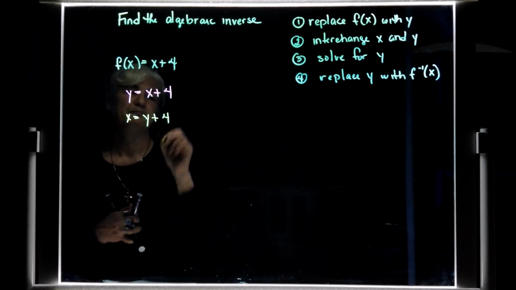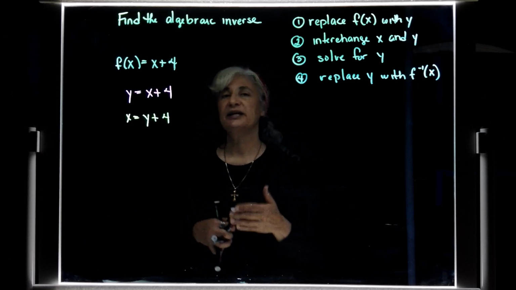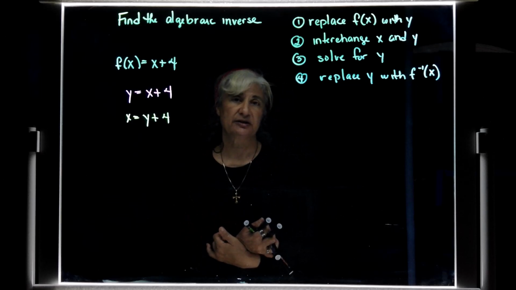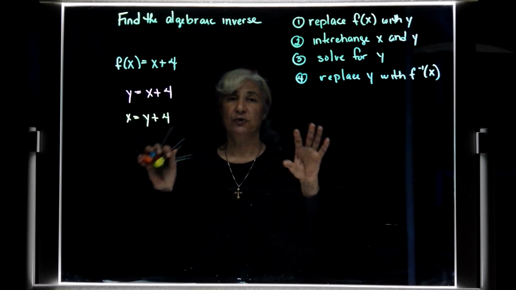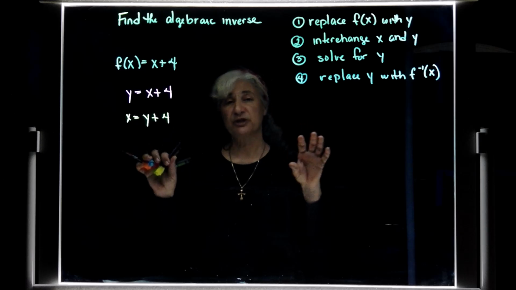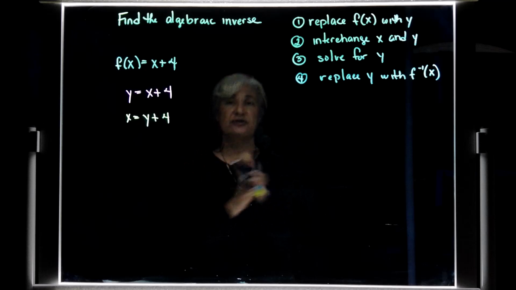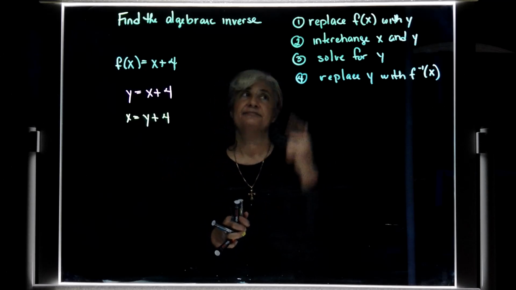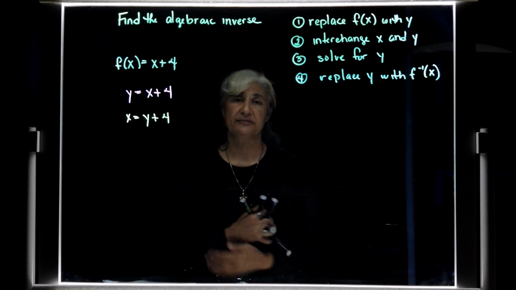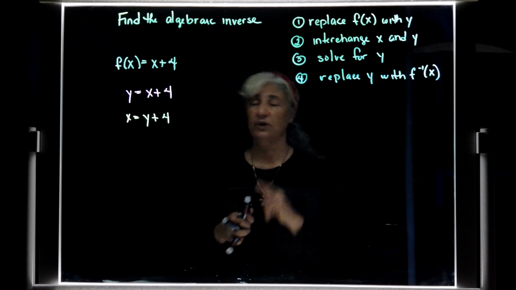Here's the deal. If you're finding an algebraic inverse, more than likely this is a one-to-one function, which means on one-to-one functions, the domain and the range switch from the original function to the inverse function. And since the domain and range switch, that means the x's and the y's switch. Hence, interchange x and y. Step 3, solve for y.